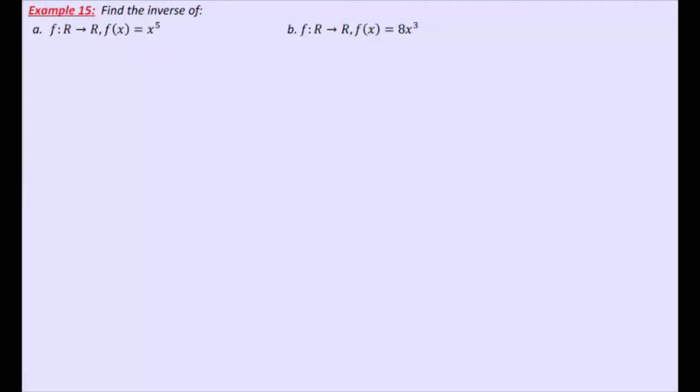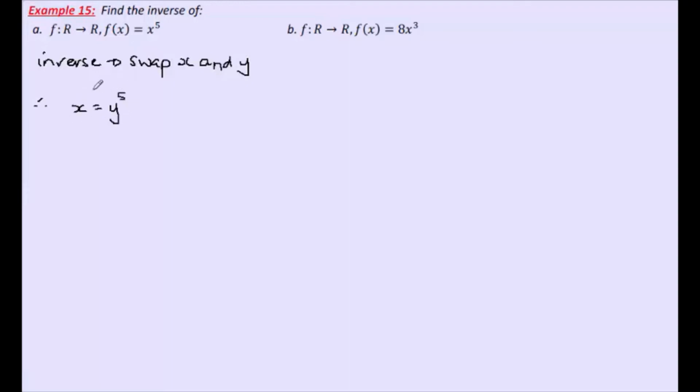We're asked here to do a couple of operations with power functions. And the first one is to find the inverse of f of x equals x to the 5. So remember the inverse function, I'm going to write here. My inverse function, I'm going to swap x and y. So therefore, I'm going to end up with x equals y to the power of 5.